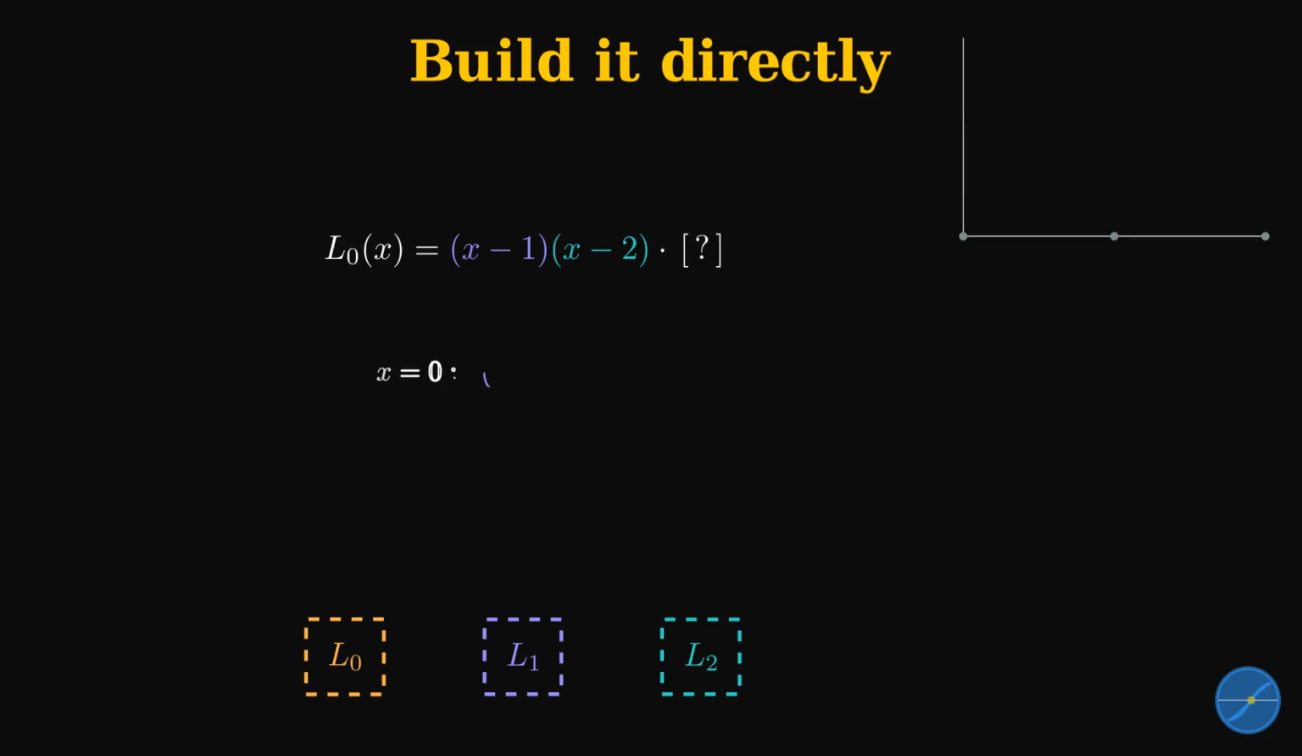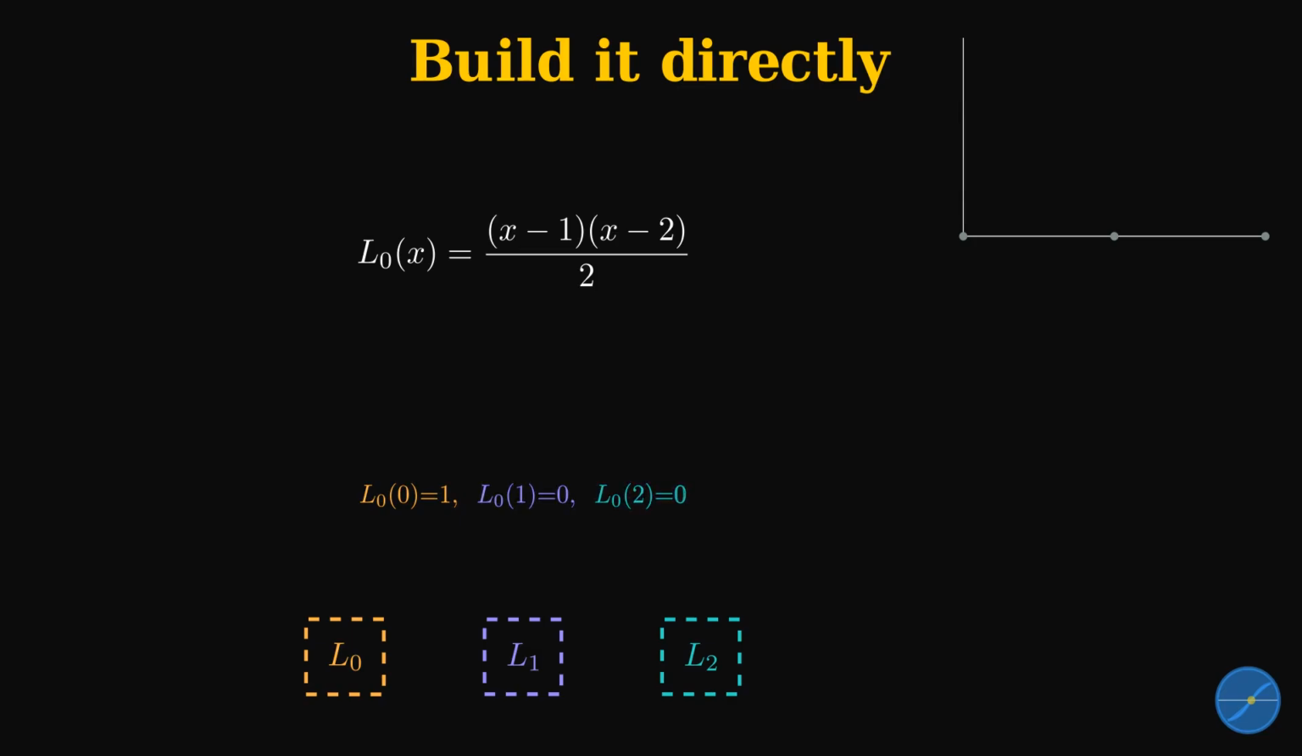Build L0. It must be 0 at 1 and at 2, so those are the factors. At its own point, x equals 0. Minus 1 times minus 2 is 2. We want 1, so divide by 2. That is L0. Check: 1 at 0, 0 at 1, 0 at 2. On the picture, 1 at its own point, 0 at the others.